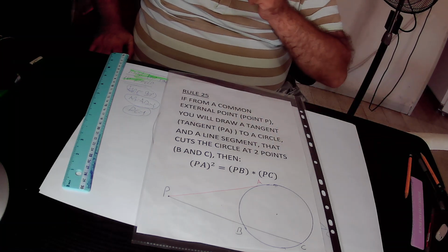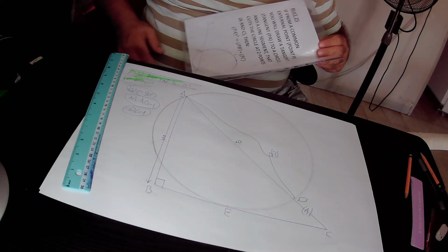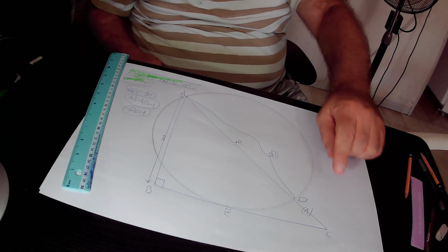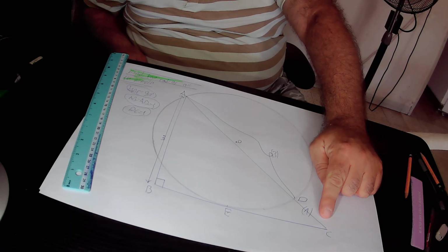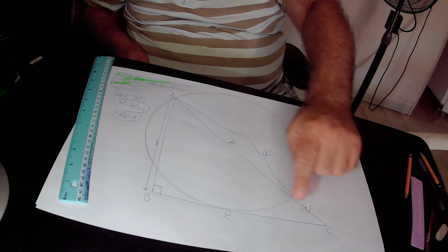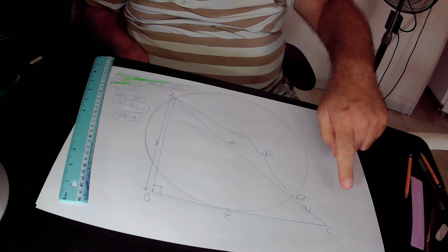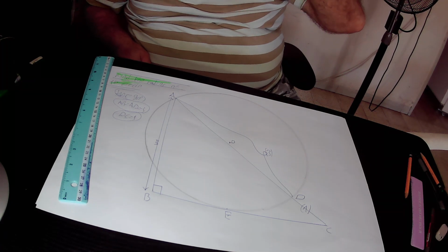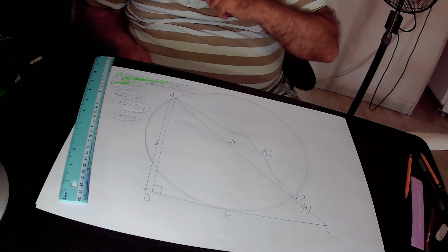So I can actually implement rule 25 in our drawing. Why? Because in our drawing, this is the common external point C. From this common external point C, we have tangent CE, that is tangent to this circle at this point E. And we have also secant CA that cuts the circle at 2 points, D and A. So all the requirements for rule 25 are satisfied, and therefore we can implement rule 25 here.